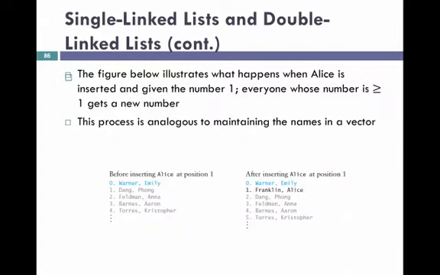Here's a figure that illustrates what happens if Alice is inserted and given the number of 1. Alice is inserted after Emily. Everyone else has to get a higher number.